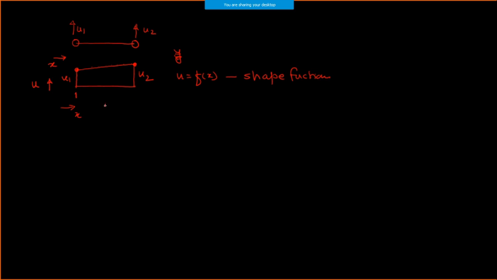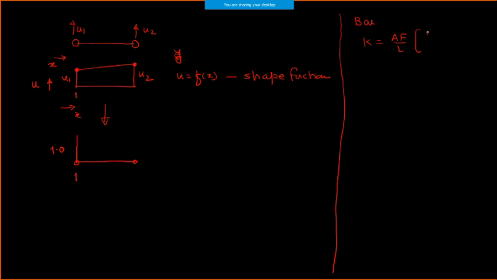Now I can divide this into two parts. This is my one element. I will now concentrate on node number one and give a maximum displacement to this. This is what is called one unit displacement. The reason for unit displacement: whatever construction we have seen for the bar element, the element stiffness matrix is AE by L times [1 -1; -1 1].